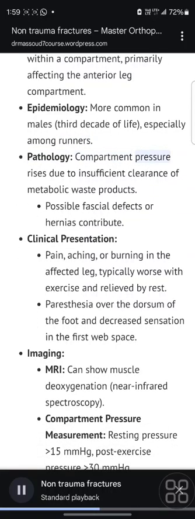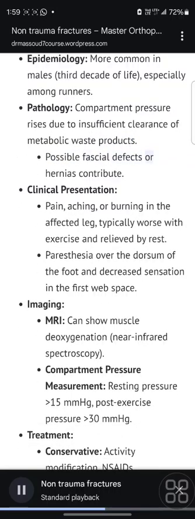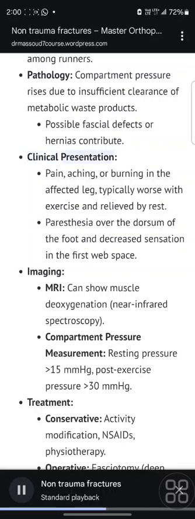Pathology. Compartment pressure rises due to insufficient clearance of metabolic waste products. Possible fascial defects or hernias contribute. Clinical presentation. Pain, aching, or burning in the affected leg, typically worse with exercise and relieved by rest.